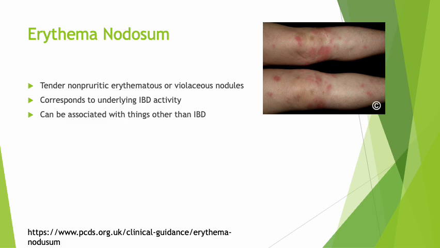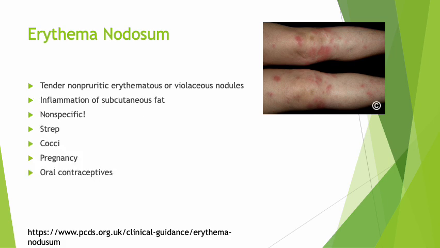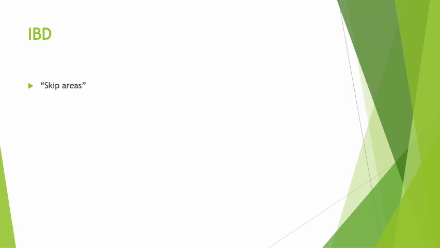This is actually inflammation of the fat underneath, so it's going to look quite different from the pyoderma gangrenosum, and it's going to be tender nodules that you see most commonly on the legs. And again, remembering it's inflammation of the subcutaneous fat, so you're not seeing that purulent base for erythema nodosum, and it can be associated with many different things, including strep infections, cocci, pregnancy, or oral contraceptives.